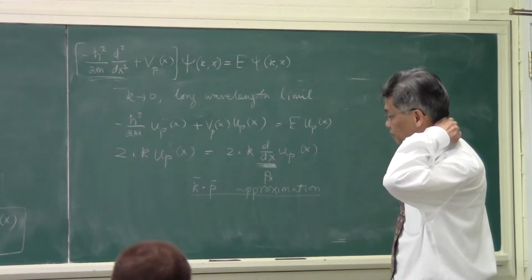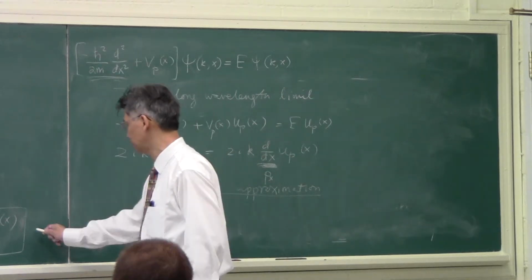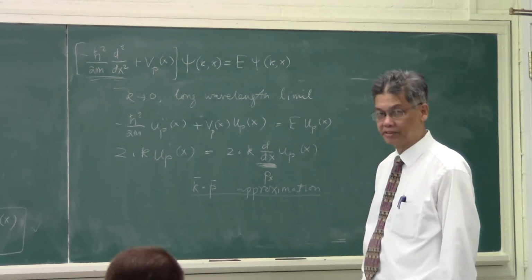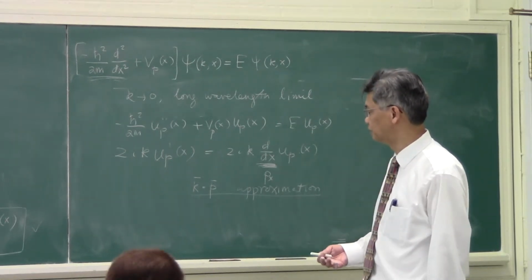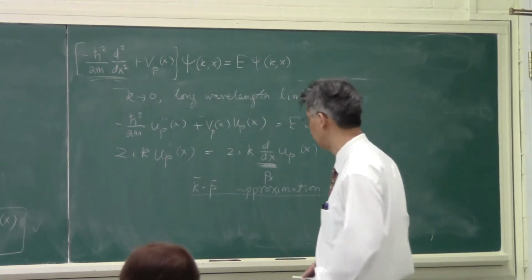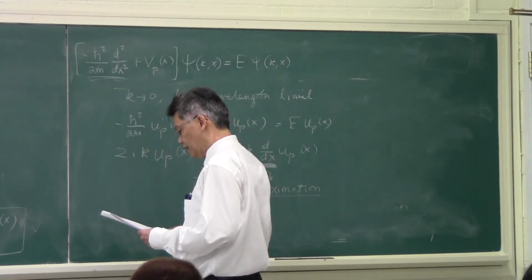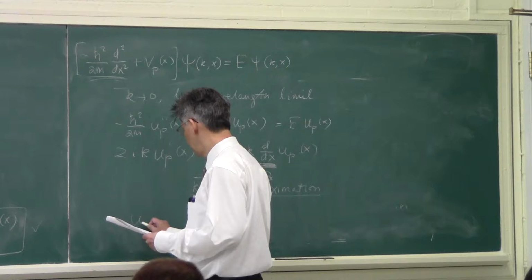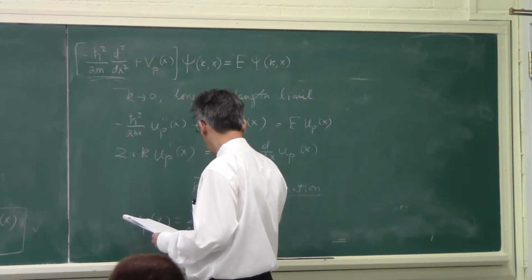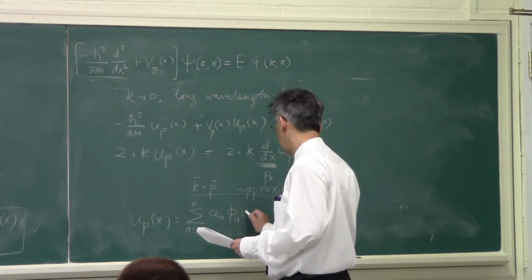How do we solve this problem? This problem can be solved by converting this into a matrix equation, for instance, by using the subspace projection method. We expand u_k in terms of a set of basis functions, and then convert this into a matrix equation. So one way to solve this problem is, for instance, to let u_k(x) be written as the sum of basis functions, like a_n sine n of x.